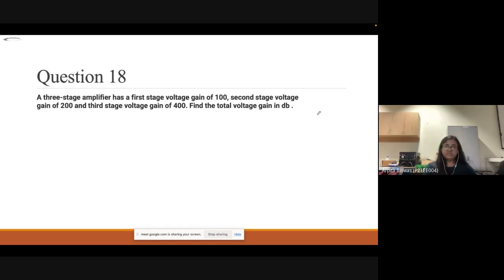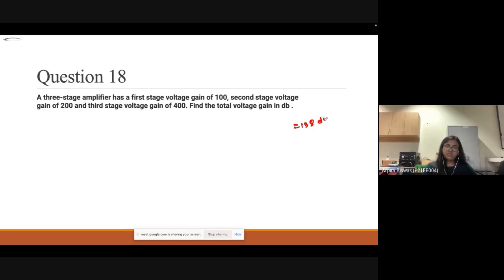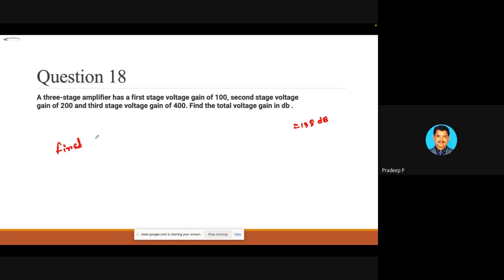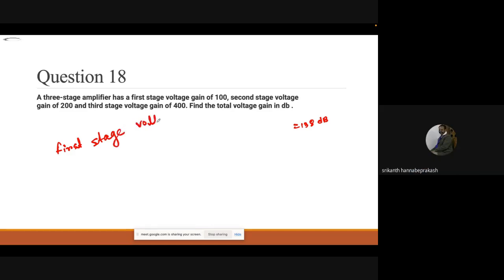138 dB. Yes, the right answer is 138. Can you explain a little bit how you calculated? 138 decibel, madam. 20 log to the base 10 multiplied by 100, multiplied by 200, multiplied by 400. Otherwise, we can also find it individually: find each stage and multiply. Yes, madam. 138.0617 decibel voltage gain in dB. Correct.